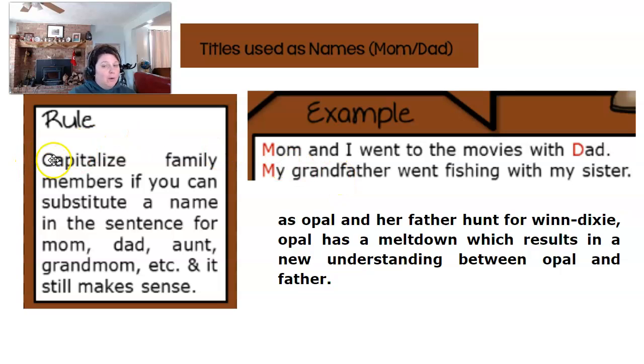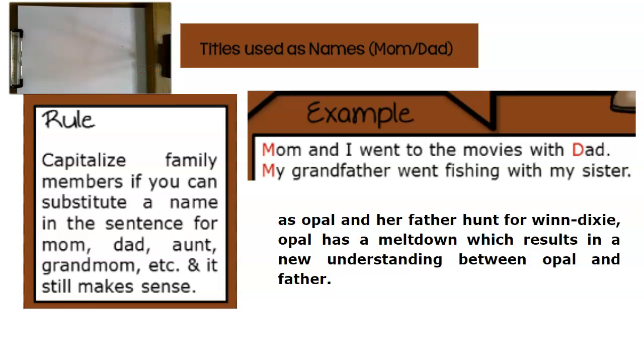So take a look at the rule one more time. Capitalize family members if you can substitute a name in the sentence for mom, dad, aunt, grandma, grandpa, and it still makes sense. The sentence that you will need to fix is right here. Say hi to my little guy. That's Reuben. So take this sentence here. As Opal and her father hunt for Winn-Dixie, Opal has a meltdown, which results in a new understanding between Opal and father.